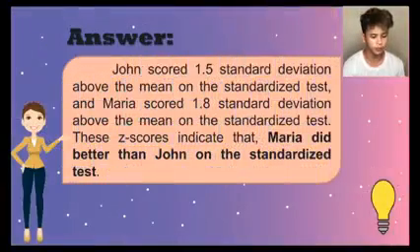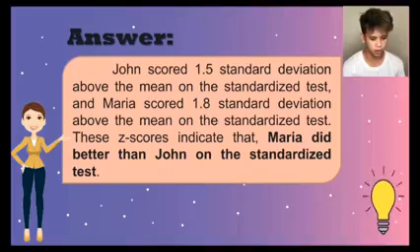John scored 1.5 standard deviations above the mean on the standardized test, and Maria scored 1.8 standard deviations above the mean on the standardized test. These Z-scores indicate that Maria did better than John on the standardized test.